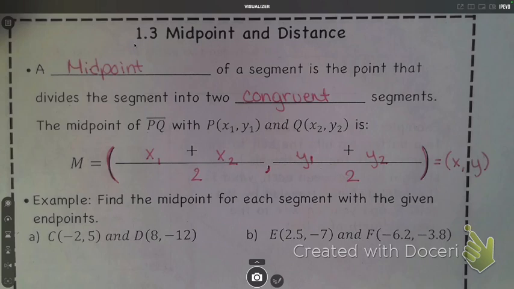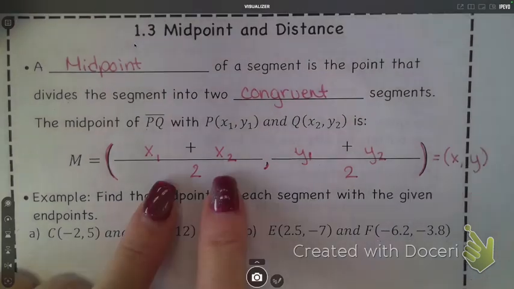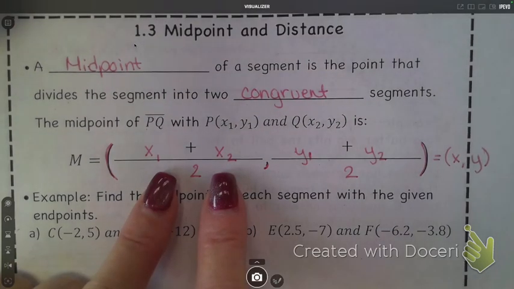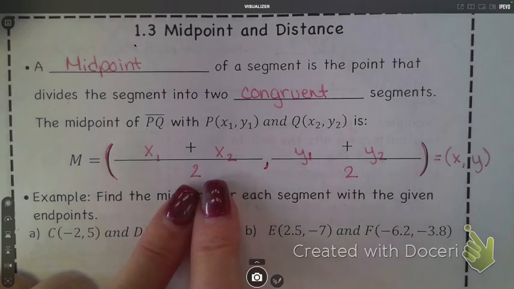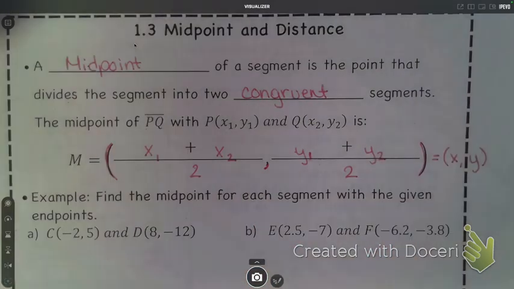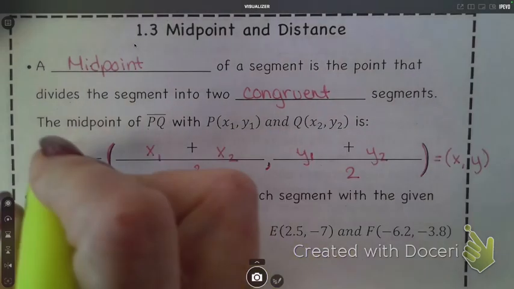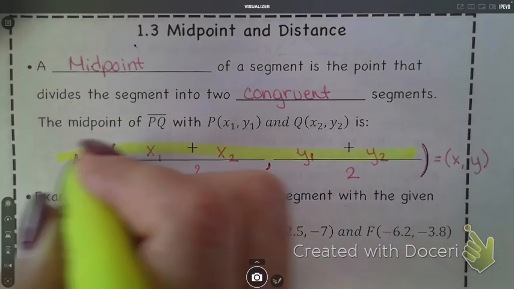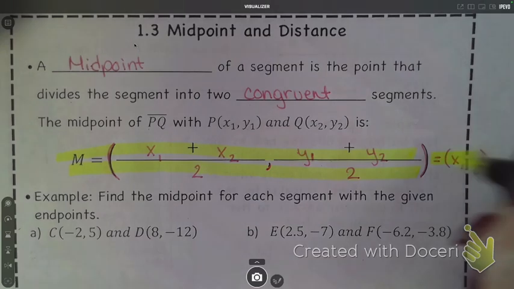So, do you all know how to find an average of two numbers? If I asked you to average two numbers, wouldn't you add them together and divide them by 2? So look what we're doing. We're finding the average of the x's. We're adding them together, dividing by 2. And we're finding the average of the y's. You add them together, divide by 2. That is it. So the midpoint formula is this. And when you're done, you have just an (x, y).